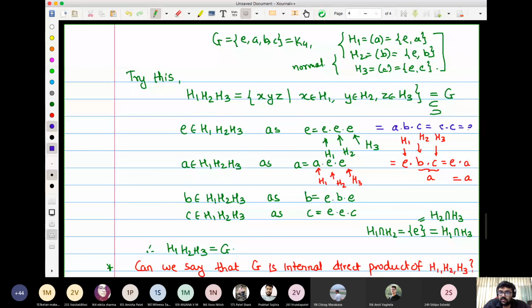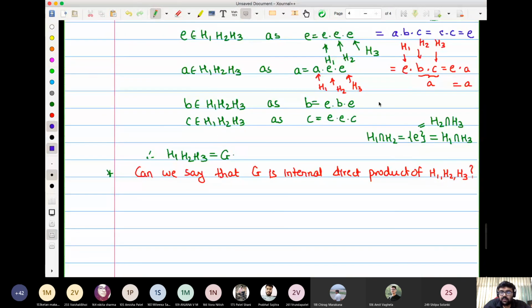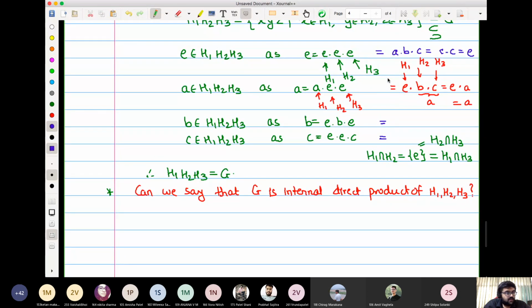C square is identity. AB is C, or you can write BC is A, and then A square. So what is the relation here? AB equals C equals BA. AC equals B equals CA. And BC equals A equals CB. So every element has two different expressions, but one is enough. We have found one, so we are done.